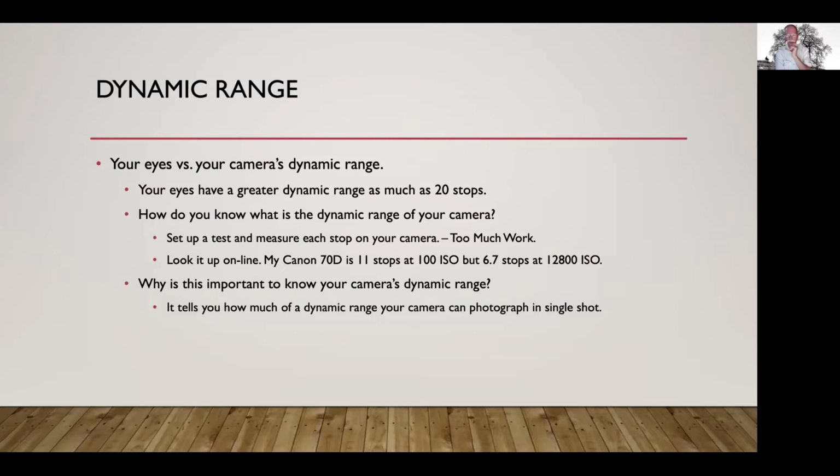So if I'm sitting at 12,800, you can see my dynamic range has dropped down to 6.7. Now, why is it important to know the dynamic range of your camera? It tells you how much dynamic range your camera can photograph in a single shot.